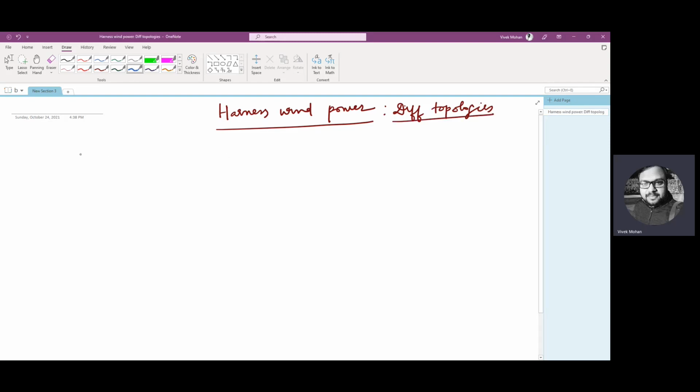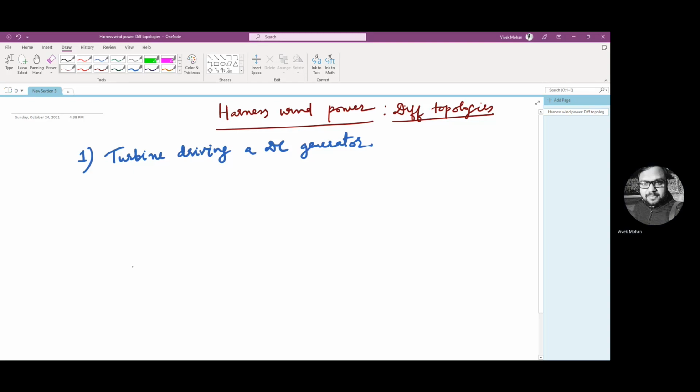Okay, so the first one is a turbine driving a DC generator. Let's see how the topology is. It will be like this. So these are the blades.